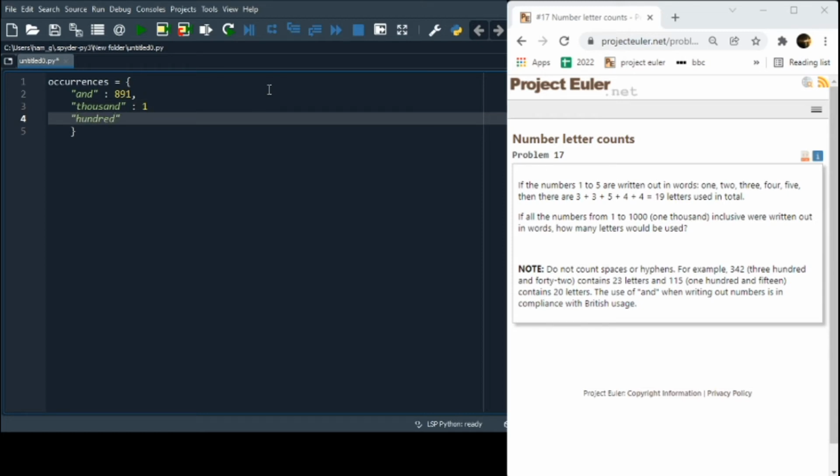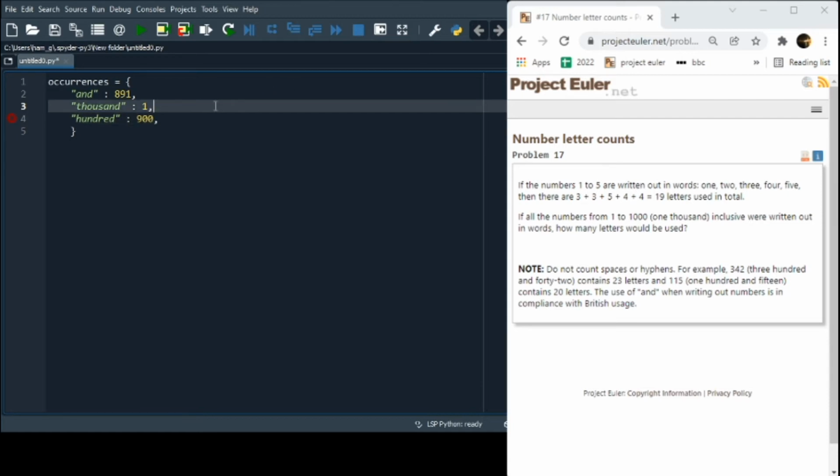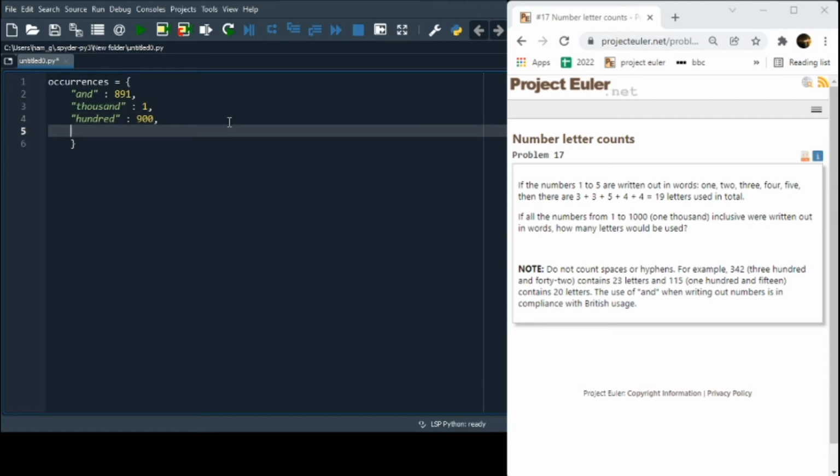"Hundred", now how many times does that appear? From 100 up to 999, it's every number. That's 900 appearances. Don't forget the comma. For this, the spelling needs to be impeccable as well, because we're going to be spelling out all the numbers.